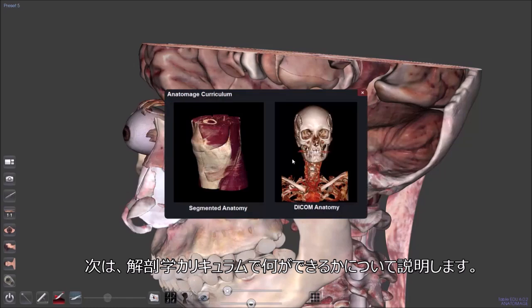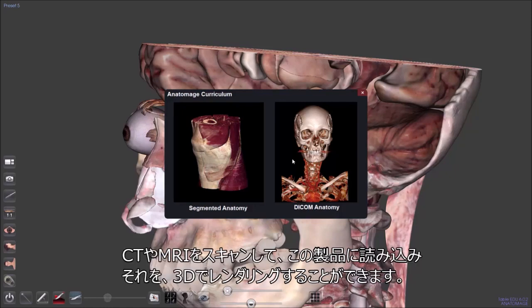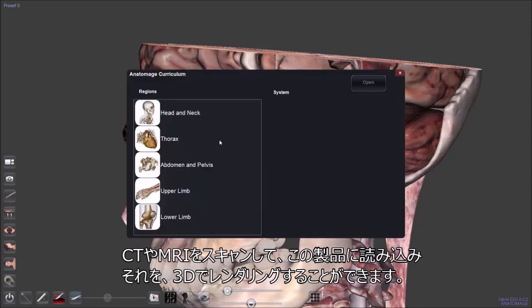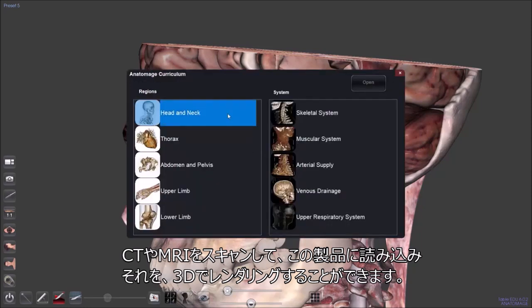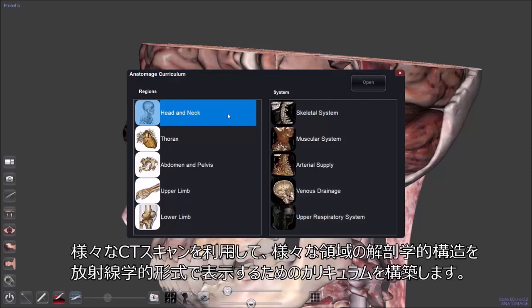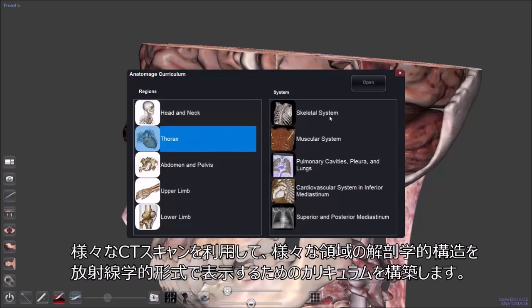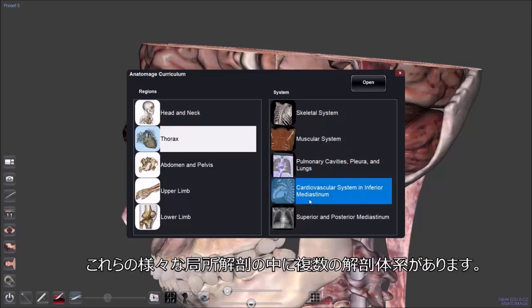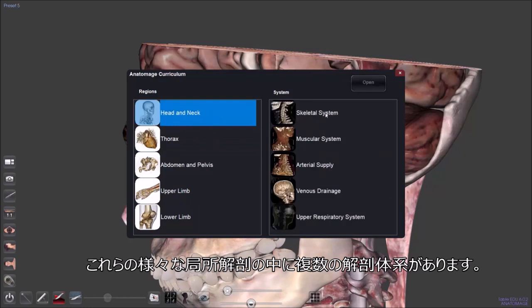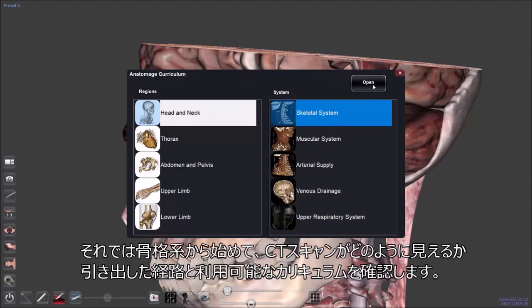We can upload any CT or MRI scan into the table and render it in 3D. What we've done is we've built a curriculum utilizing various CT scans to show off different regions of anatomy in radiological format. So within each of these different regions, we have multiple systems that can be identified and walked through. So I want to go ahead and start at the skeletal system and take a deeper dive into seeing what a CT scan looks like in the table and being able to take a look at the pathway we've drawn out and the curriculum that we have available.